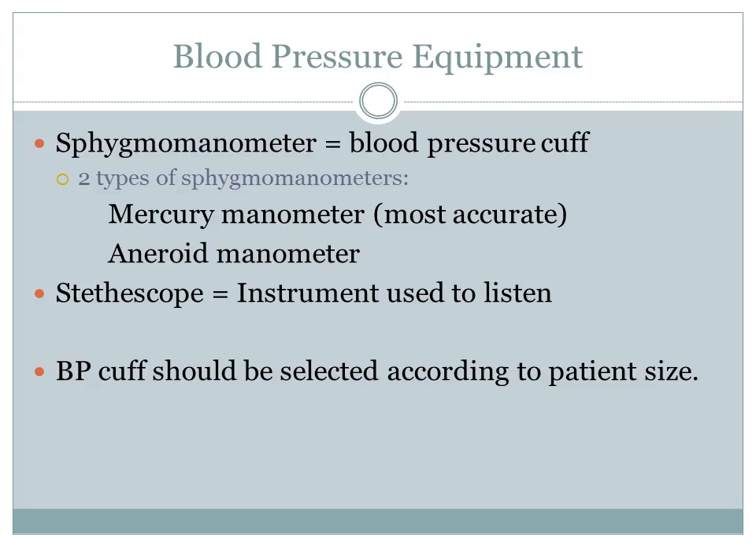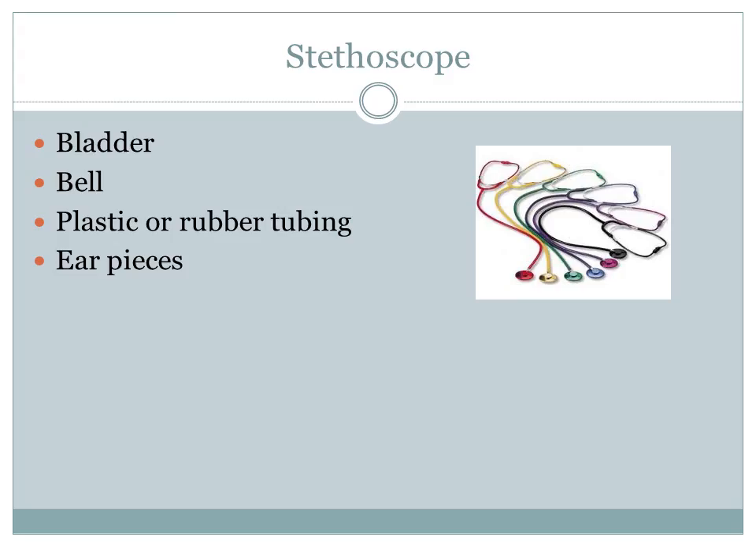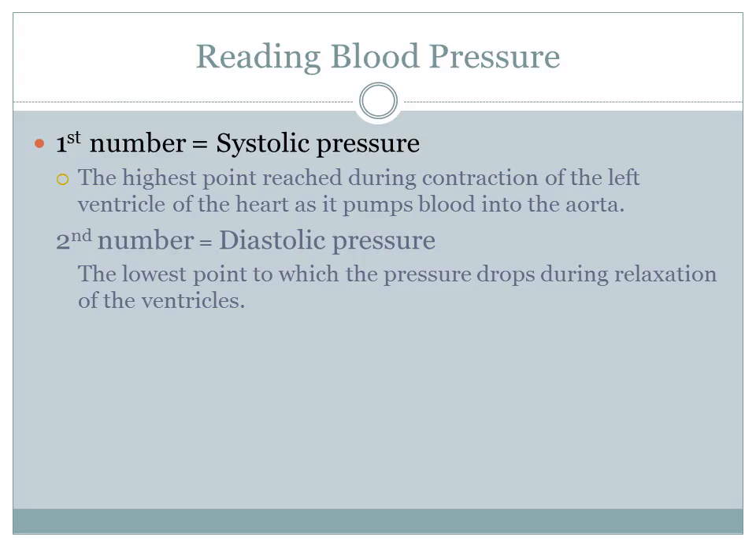Blood pressure equipment. A sphygmomanometer is a blood pressure cuff. There are 2 types of sphygmomanometers: the mercury manometer, which is the most accurate, or the aneroid manometer. A stethoscope is an instrument used to listen. The blood pressure cuff should be selected according to your patient's size. The equipment includes a bladder, a bell, plastic or rubber tubing, and earpieces.